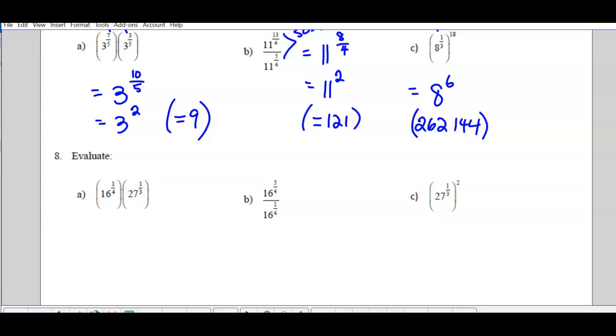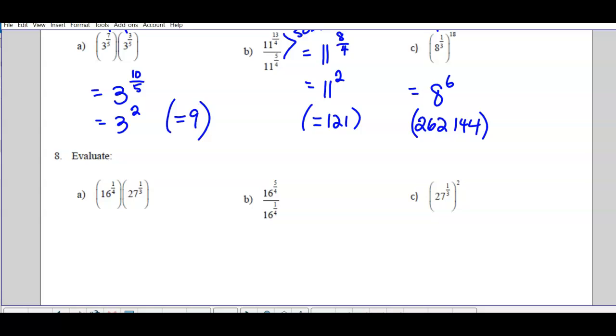Okay, next one does say evaluate. So you actually have to find that value. You want to see work. Okay, so sometimes on a test, they might ask you to evaluate. You can punch these all into your calculator. It'll do everything for you. So we will want to see work shown to get part marks.